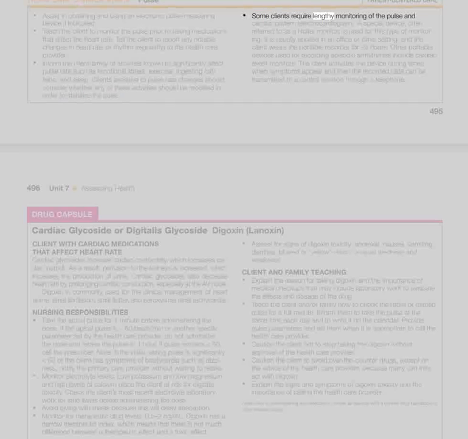Some clients require lengthy monitoring of the pulse and cardiac pattern, electrocardiogram. A special device, often referred to as a Holter monitor, is used for this type of monitoring. It is usually applied in an office or clinic setting, and the client wears the portable recorder for 24 hours. Other portable devices used for recording episodic arrhythmias include cardiac event monitors. The client activates the device during times when symptoms appear, and then the recorded data can be transmitted to a central location through a telephone. Patient-centered care.